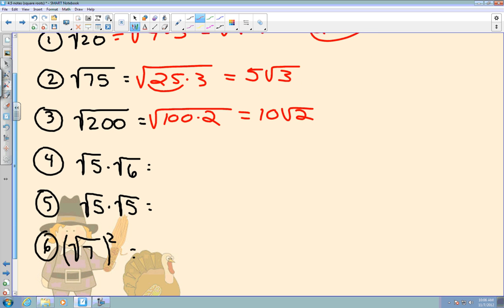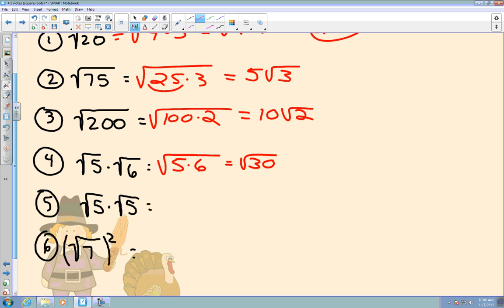Next one. Root 5 times root 6. What do I need to do here? Get root 30. Since they're both underneath the square root sign, you can multiply them. So that's the same as root 5 times 6, which is the square root of 30.